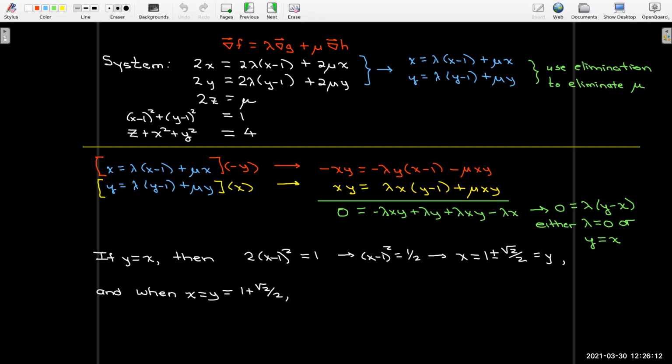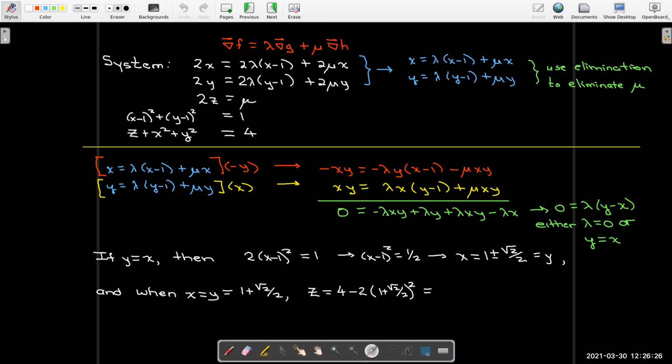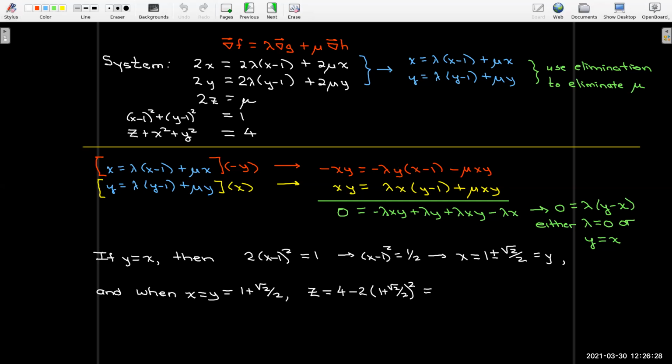And now to get z, I'll use my other constraint equation. So when x and y equal 1 plus radical 2 over 2, then put that into the equation for the paraboloid, and I will get 1 minus 2 radical 2. And then I can take the other value I had for x and y, which is 1 minus radical 2 over 2, and put it back into the equation to get 1 plus 2 radical 2 for my z value.